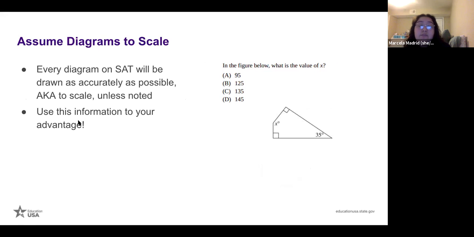Next up is assume diagrams are to scale. Every diagram on the SAT will be drawn as accurately as possible, aka to scale, unless noted. This means that you should use this to your advantage. Unless the graph specifically says not drawn to scale, you can assume it's drawn to scale.